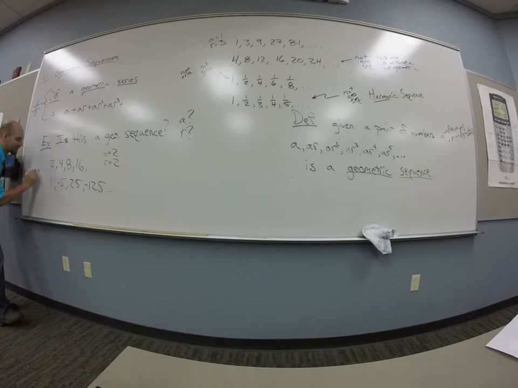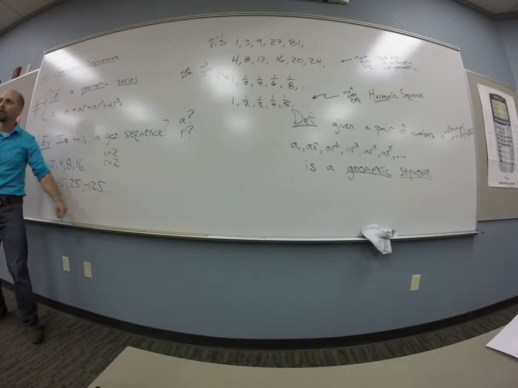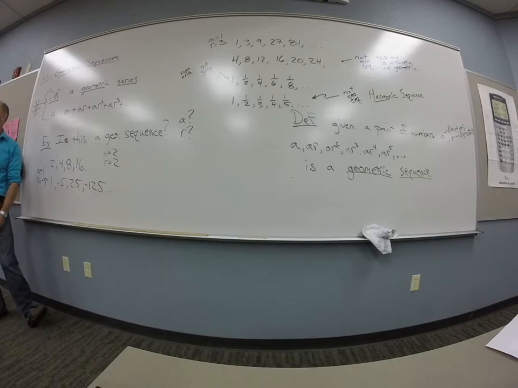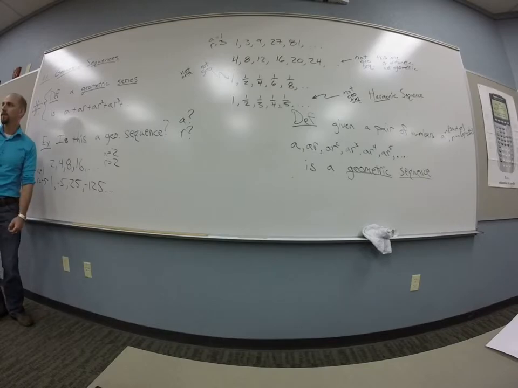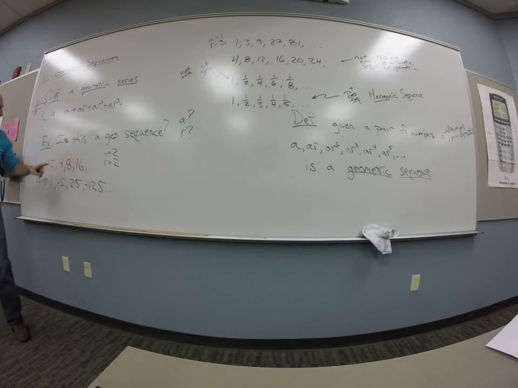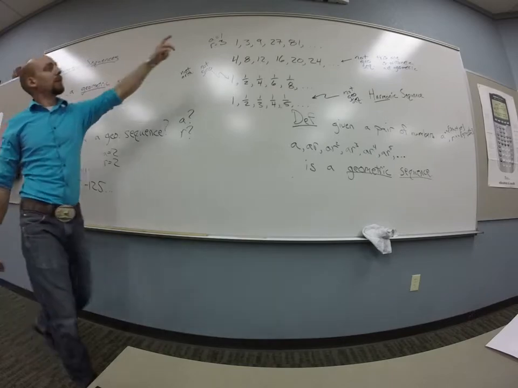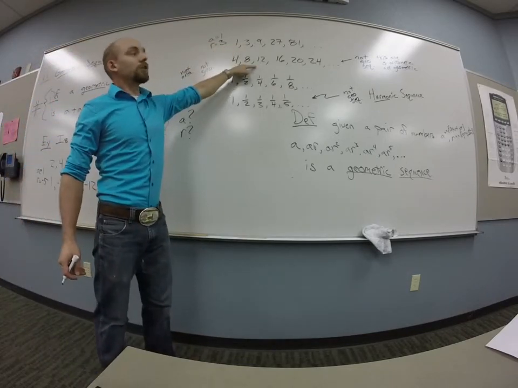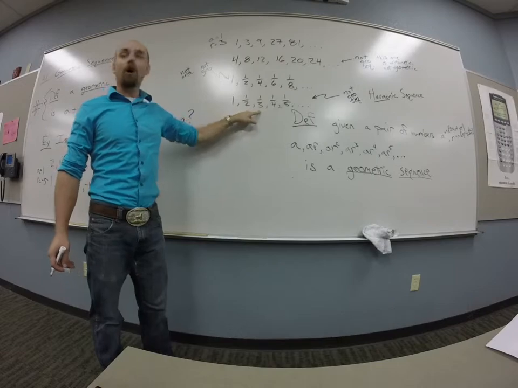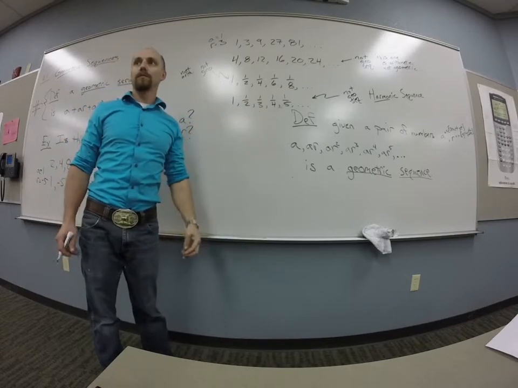So this one has A is 1 and R is -5. What would the next term in the sequence be? 5 times 5 would be positive, whatever 125 times 5 is. So, is it one or is it not? It is. So we found yes, yes, yes, no, no, no.